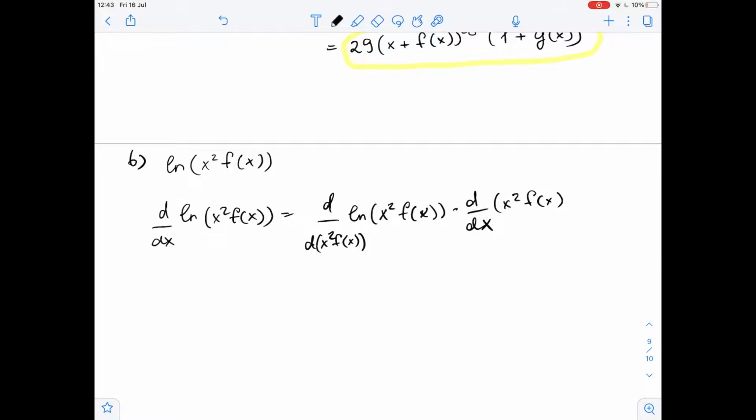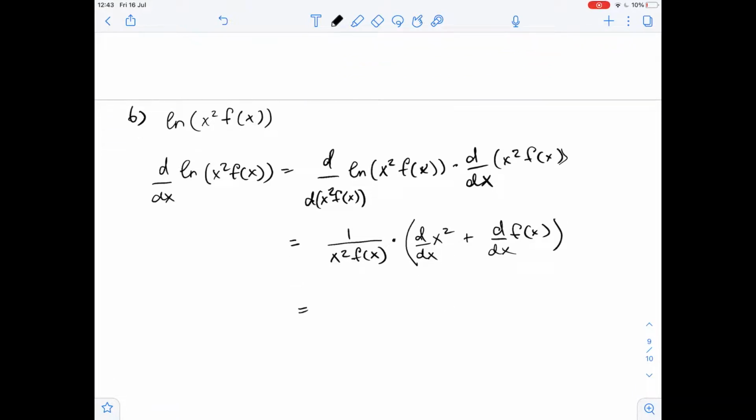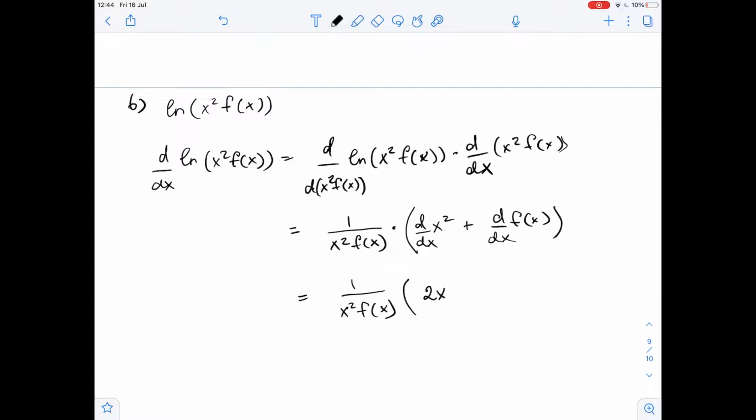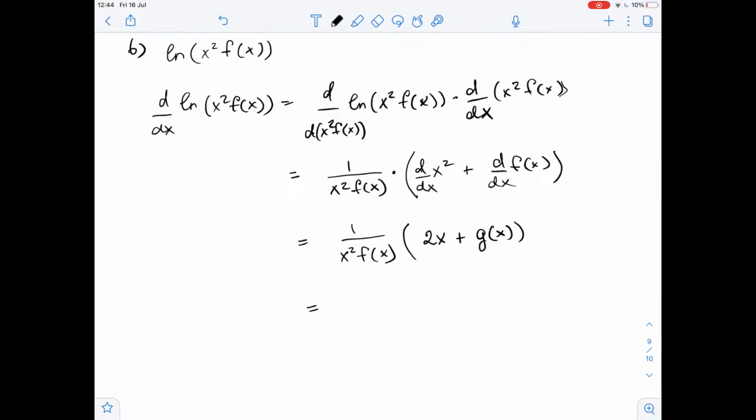Let's simplify it now. So this equals 1 over x squared times f of x multiplied by, here we will use the product rule for derivatives, and we get the derivative of x squared with respect to x plus the derivative of f of x with respect to x. And this equals 1 over x squared times f of x multiplied by 2x plus g of x. So this equals (2x plus g of x) over x squared times f of x. And this is our final answer in part B.